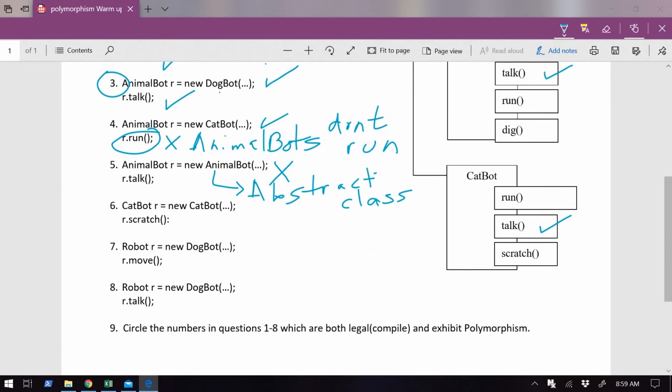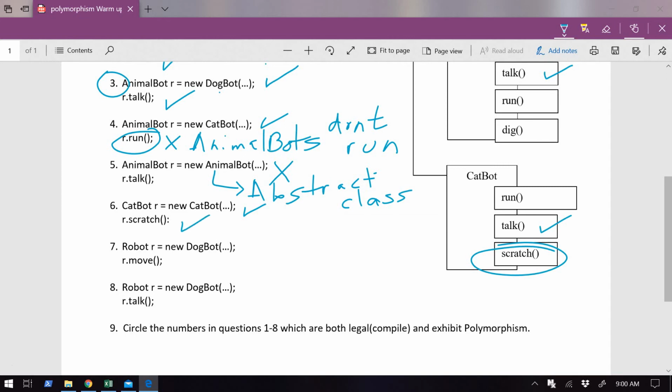Number 6, I have a cat bot pointing at a cat bot. Those are always easy because that declaration is good to go. And in number 6, R, the cat bot, is told to scratch. You'll notice that scratch is part of a cat bot method. And so this is good as well.